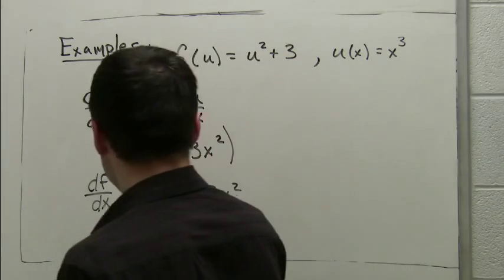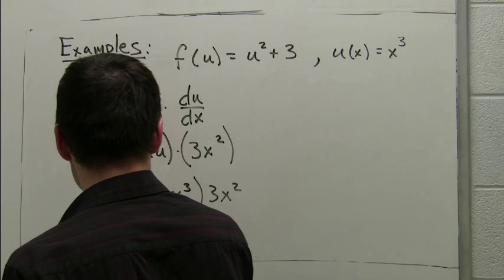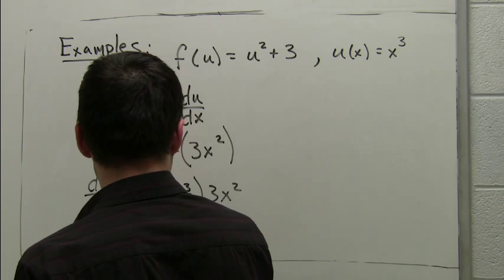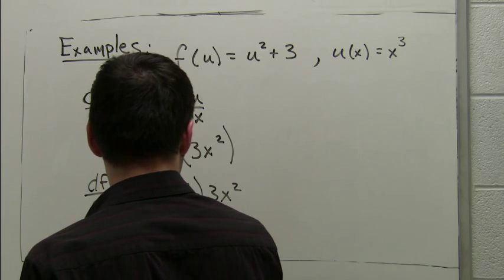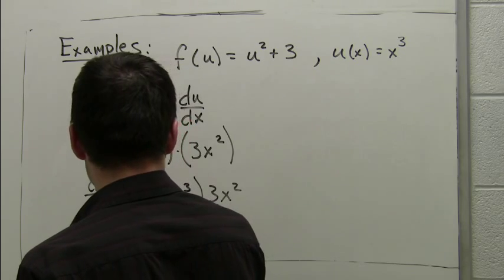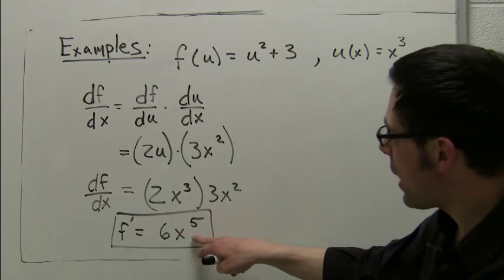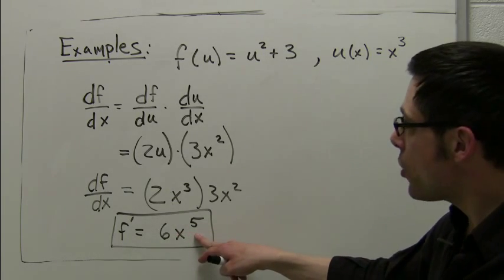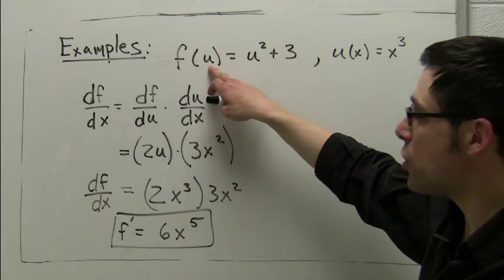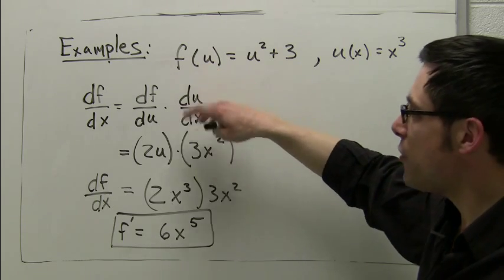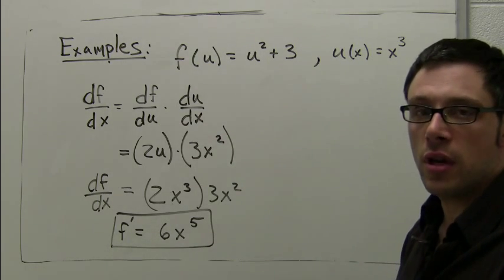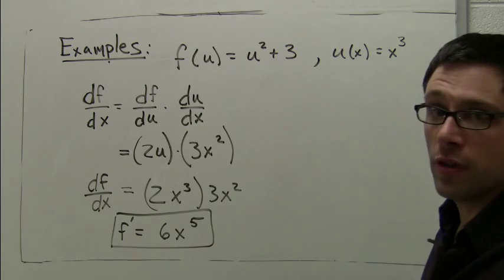And I could simplify this a bit. So f prime with respect to x is going to be 6x to the 5th power. And that is the derivative of f with respect to x. And notice again, because f is not explicitly a function of x, I have to do a chain of derivatives, because really this is a composition of two functions.